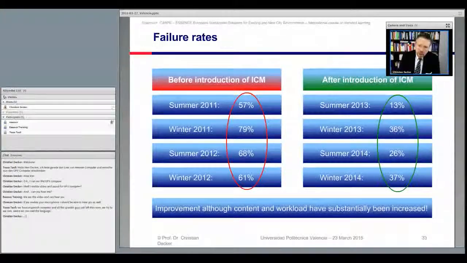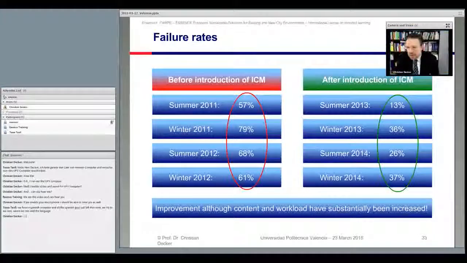And of course, you have to keep in mind that I have increased the workload and the content in a dramatic way. Previously, I was only able to do maybe a third of the content that I'm doing now. So students learn 3 times more, or actually they are learning what they should learn in a second semester course. And still, the success rate is much better.